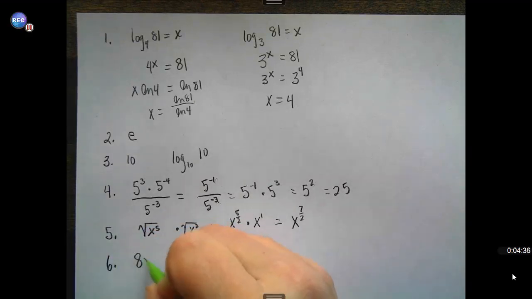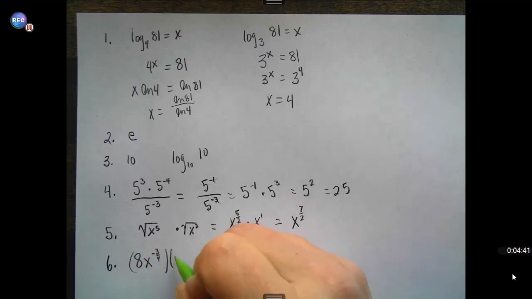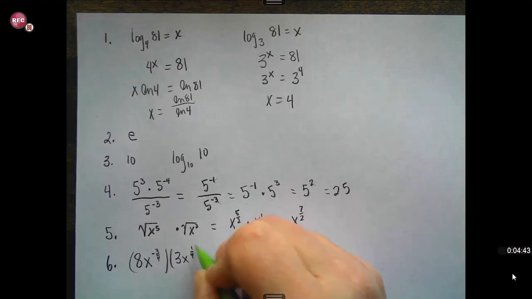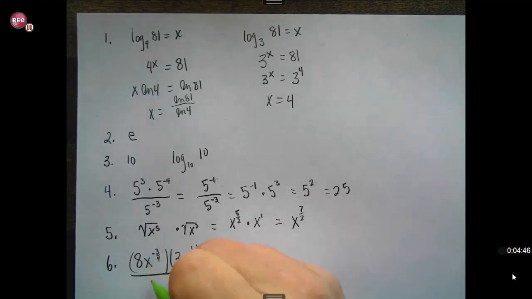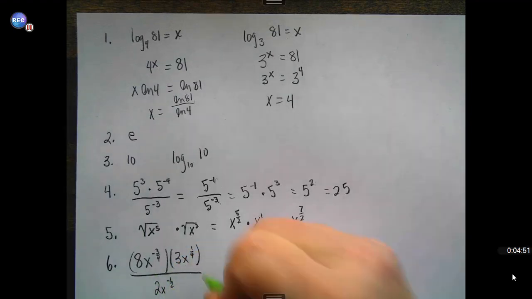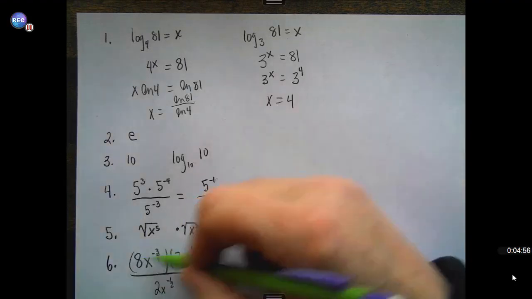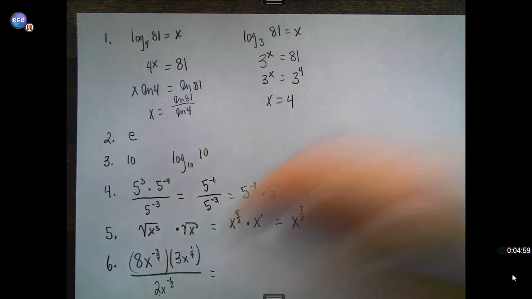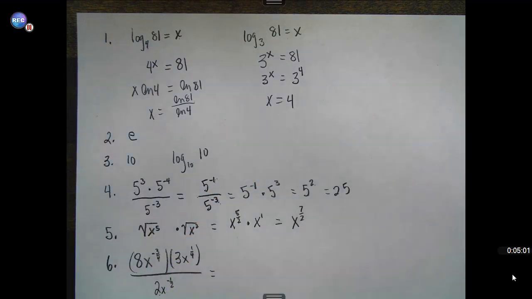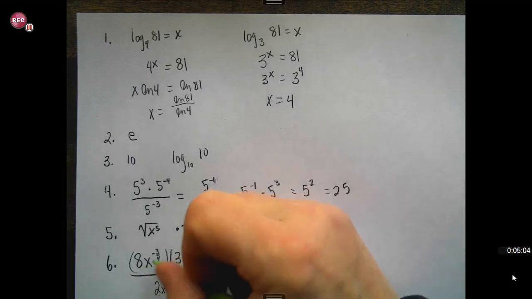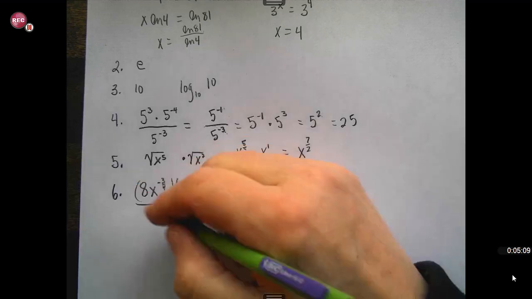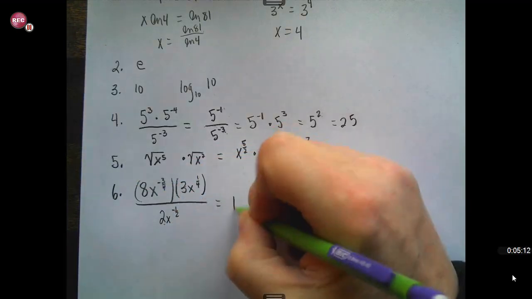8x to the negative 3/4 times 3x to the 1/4, over 2x to the negative 1/2. Okay, well, 8 times 3 divided by 2, because none of those are being raised to a power. None of those are involved in this exponent that's on x. So I can just do 8 times 3 divided by 2 is 12.